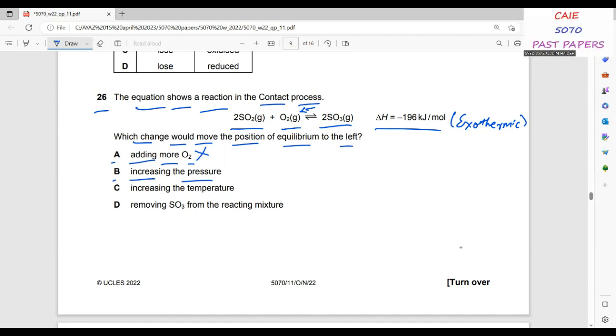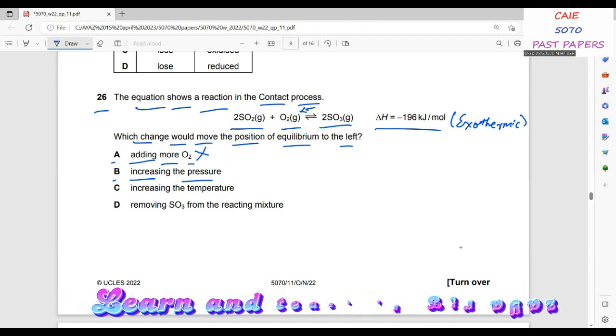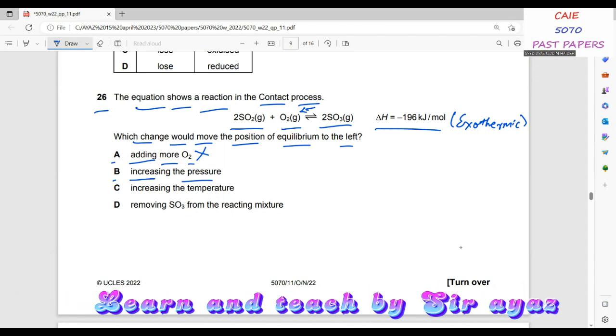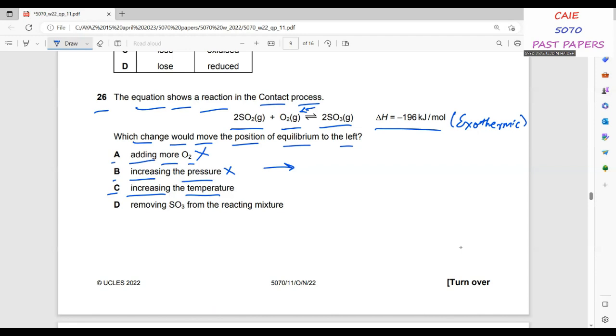If you increase the pressure, the equilibrium will shift to the side with fewer moles of gas. So it means it will move to the right-hand side. This is again wrong. C, increasing the temperature. If you increase the temperature, the equilibrium will shift to the endothermic side. Forward is exothermic, which means backward, on the left-hand side, is endothermic. So this statement is correct.